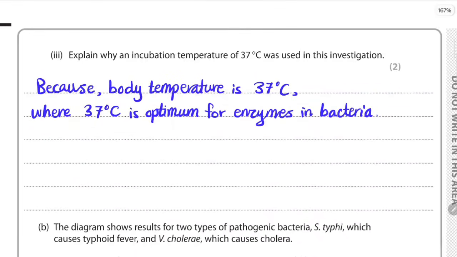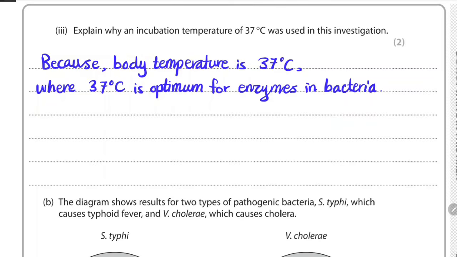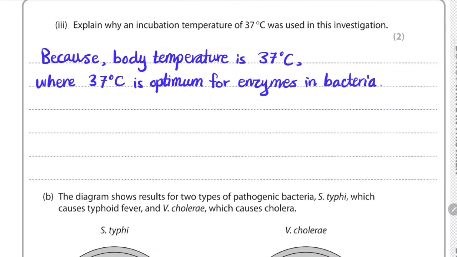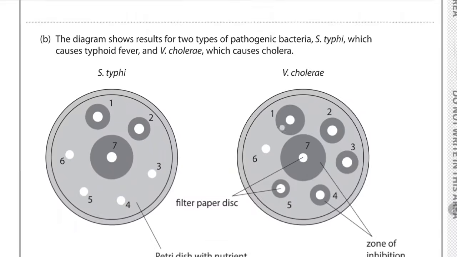Explain why an incubation temperature of 37 degrees was used in this investigation. So 37 degrees is of course the body temperature. The body temperature is always 37 degrees normally. So 37 degrees would be optimum for the enzymes in this bacteria. Since these bacteria are types of infectious pathogenic bacteria, this must be why they live in the temperature that's suitable for them inside the human body, for example.